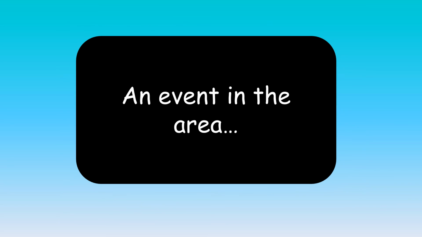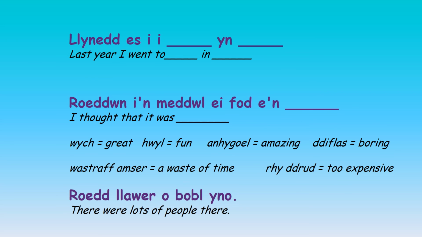An event in the area. You can use this opportunity to vary your tenses and sentence patterns by talking about an event in the past or an event in the future in your area. Llynedd es i, where the yellow box is shown, you need to put the event, and where this yellow box is shown, you need to put the place. For example, llynedd es i i sioe ym Mhorthcawl. Last year I went to a show in Porthcawl.